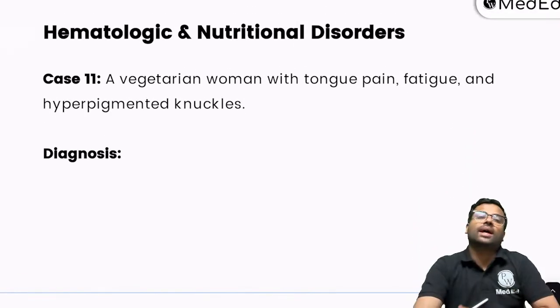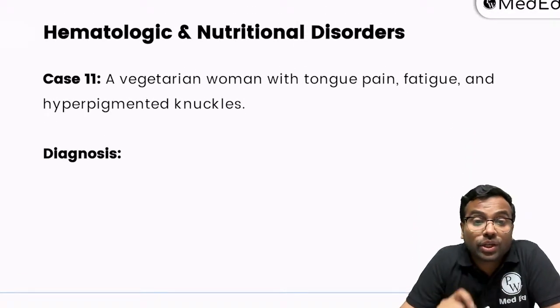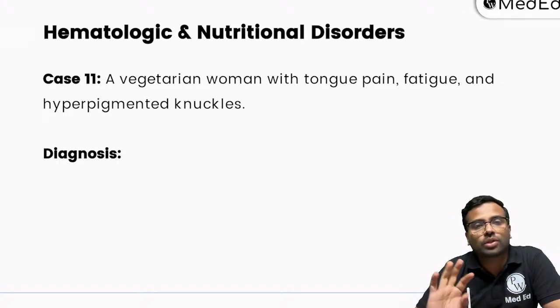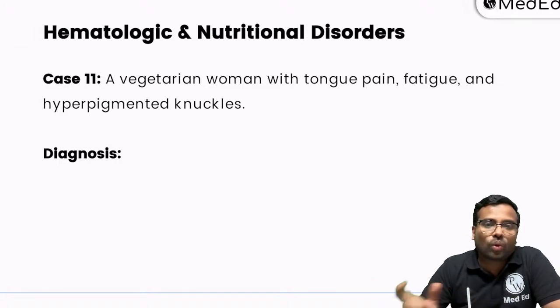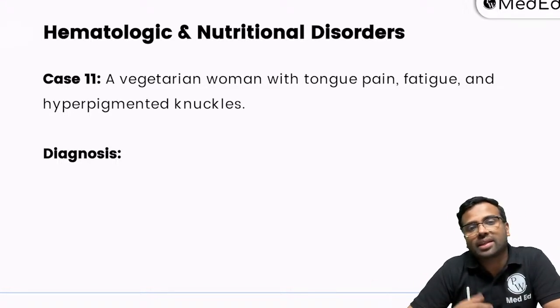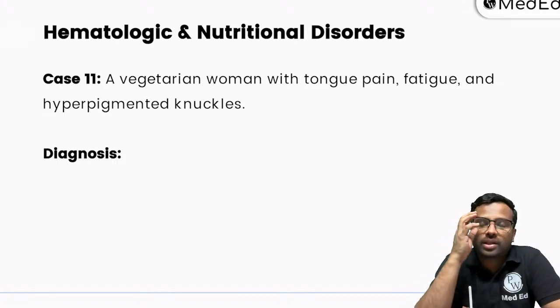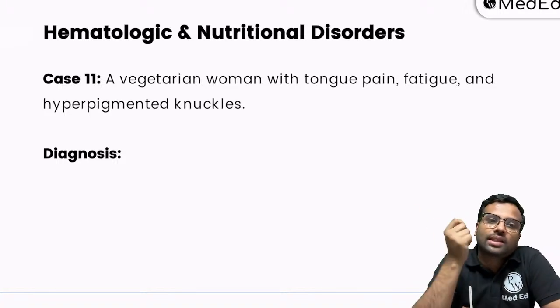Now there are many hematological as well as nutritional disorders which can also come to our OPD saying that okay, I have these symptoms now. So they are thinking that these are some skin related disease, whereas it is a systemic disorder or a disease that they would be having. So let's see this one.